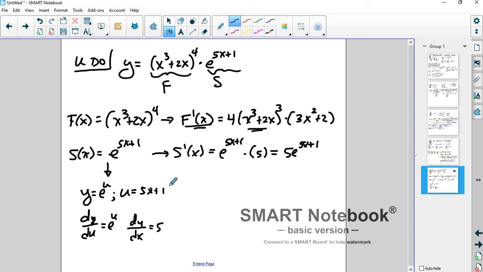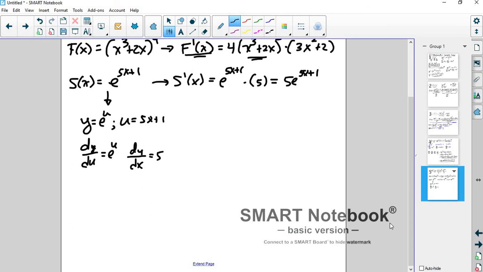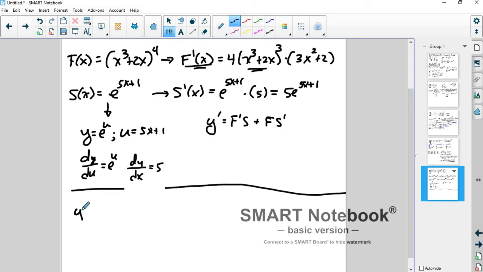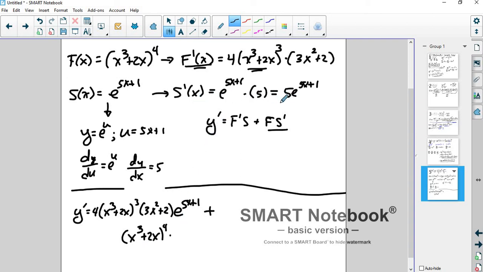So now I have to put all this together with the product rule. The product rule, of course, for the derivative y prime is f prime s plus f s prime. So what is that going to look like here? We're going to have y prime equals f prime, which is 4 times (x cubed plus 2x) all to the 3rd times (3x squared plus 2). That's f prime times s, e to the 5x plus 1, plus, let's slide down here, and if you run out of room in your paper, you can do the same thing. F s prime, f is (x cubed plus 2x) all to the 4th times the derivative of s, which is 5 e to the 5x plus 1.